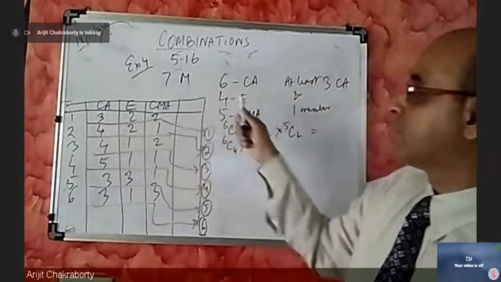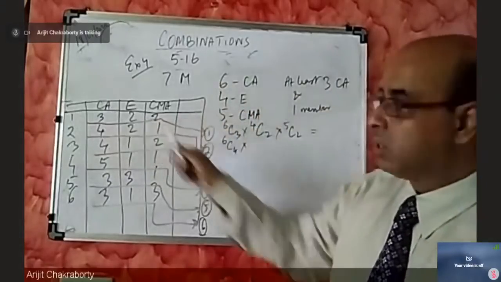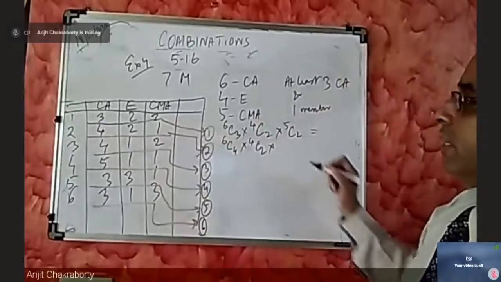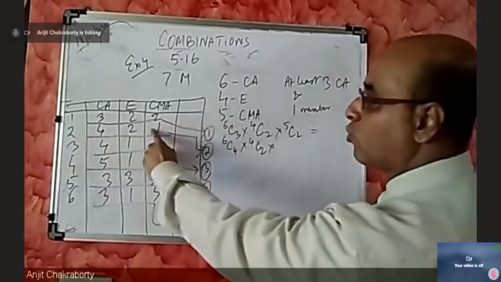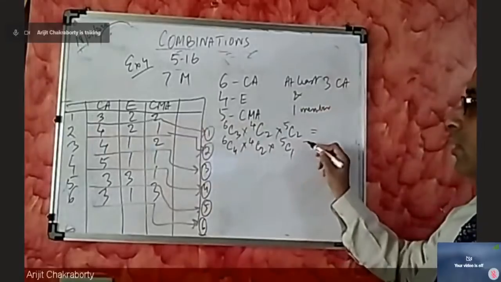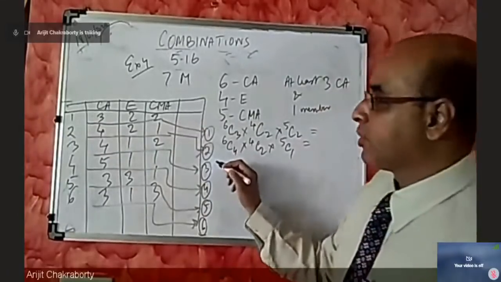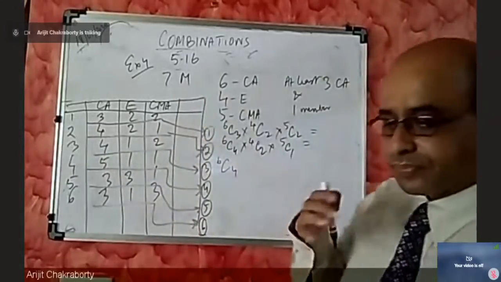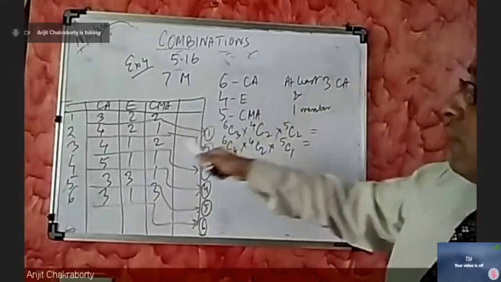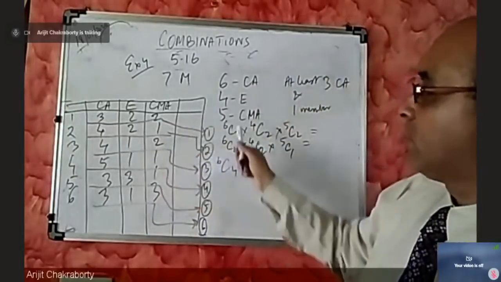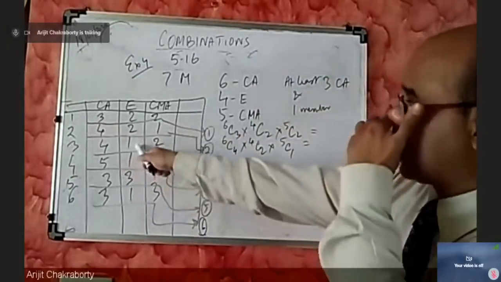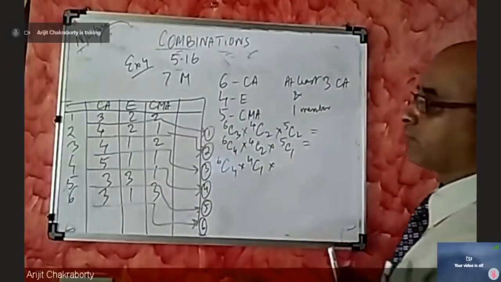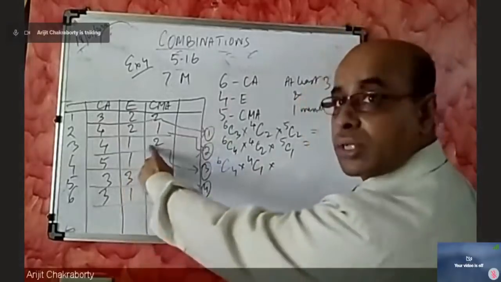6C4 into 4C2, because you have 4 economists and you are taking 2 out of them. 4C2 into 5 cost accountants, here you have 1, so 5C1. Again, the value has to be found. Number 3: 4 CAs, you have 6 here, so 6C4. Third one, you have 1 economist. You have 4 here, so into 4C1 multiplied by 2 cost accountants.